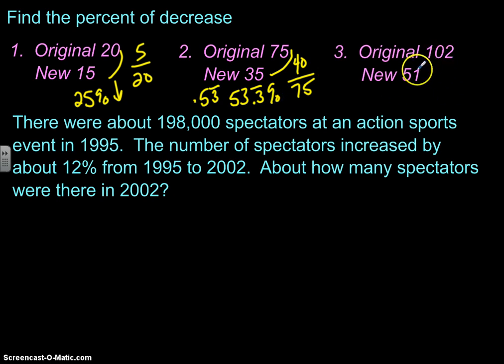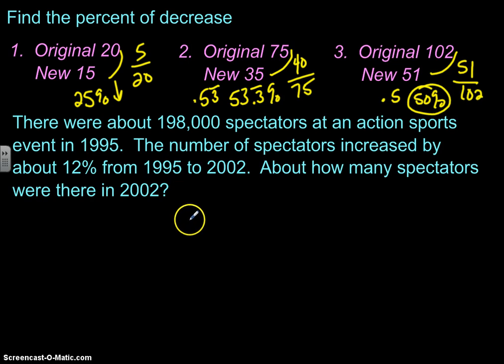Okay, now here, the new is 51, the original is 102. That is a decrease of 51. Divide the 51 by the original, or the whole, which is 102. That becomes 1/2, which is 0.5, which is going to be a 50% decrease. Again, it's the part, or the amount of change, divided by the whole. The amount of change is the part, the whole is the original amount. Very simple.